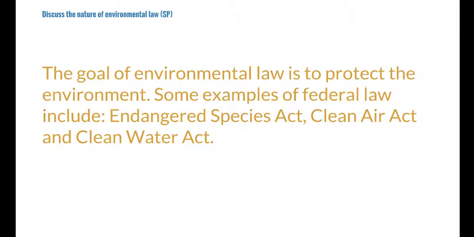Next, we will discuss the nature of environmental law. So, the goal of environmental law is to protect the environment, obviously, and some examples of the federal law that protect the environment are the Endangered Species Act, Clean Air Act, and the Clean Water Act. The goal of the Endangered Species Act is to protect plants or animals that are in danger of becoming extinct. The Clean Air Act is designed to protect air quality, while the Clean Water Act prevents businesses or individuals from discharging pollutants into the water.